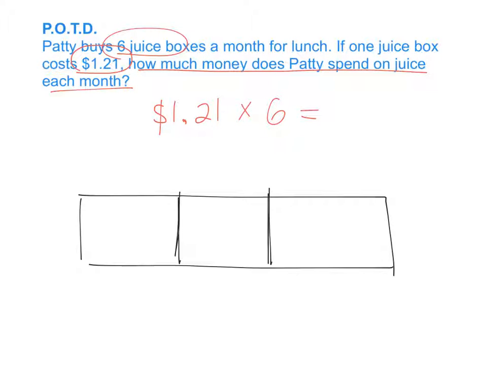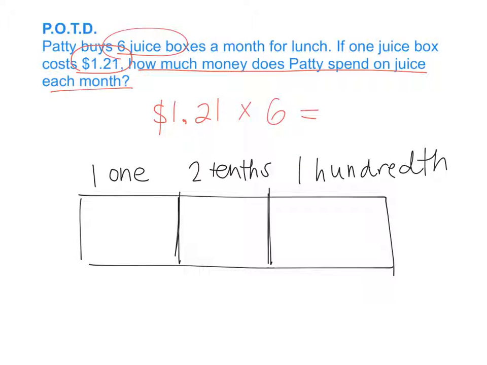How many ones do I have in my dollar amount? Arhan? 1. I have 1. Okay. How many tenths do I have, Tara? 2. 2 tenths. How many hundredths do I have, Sporty? 100. 100th. And I'm multiplying those numbers by what, Roni? Multiplying them by 6. I'm multiplying by 6.